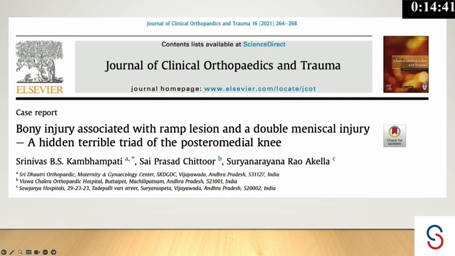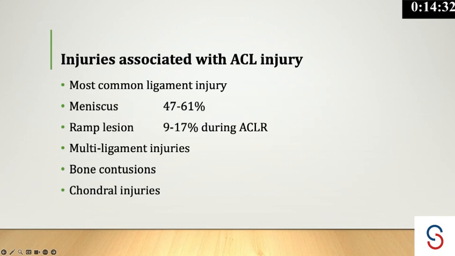It has an ACL injury with bone injury, with ramp lesion and a double meniscal injury, defunctioning the meniscus and forming a terrible triad in the knee. We know that ACL is the most commonly injured ligament in the knee, and it's associated with meniscal injuries and ramp lesion, and other ligament, bone and chondral injuries may be associated.